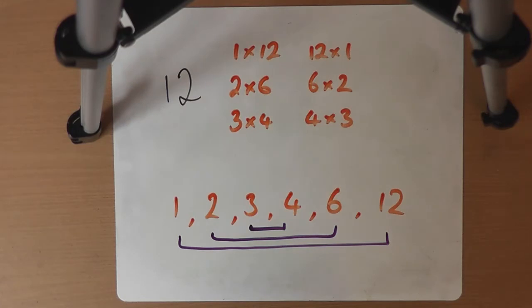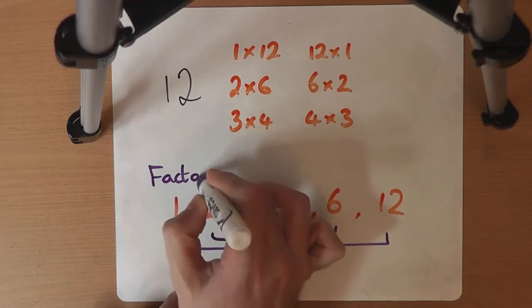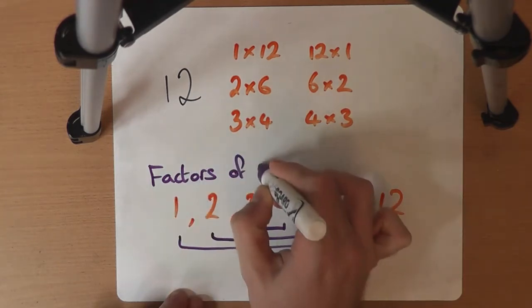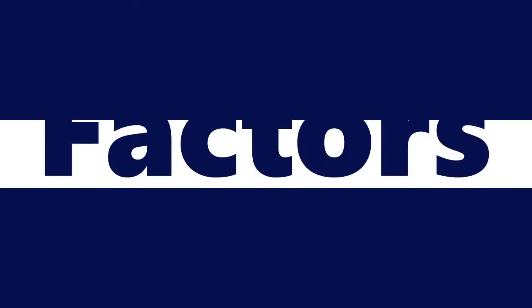Whether we wanted to or not though, what I've got is a list of 6 numbers. Now these 6 numbers again are all of the things that 12 will divide by. Each of these numbers can be used to make 12 and 12 will divide by each of these. And what I've done is I've written down a list of what's called the factors of 12. These are the 6 factors of 12.